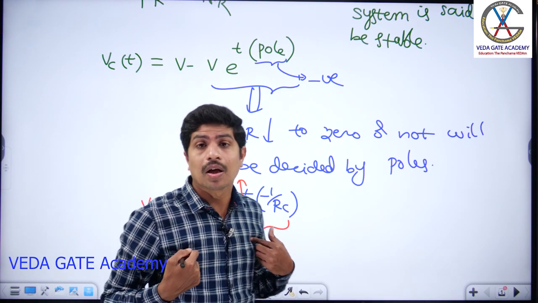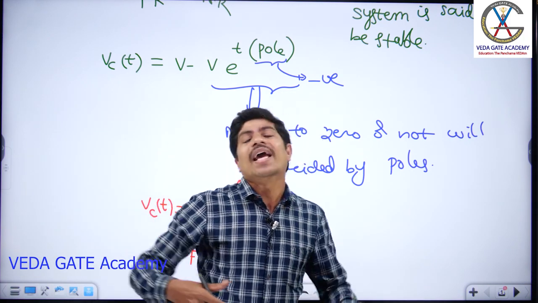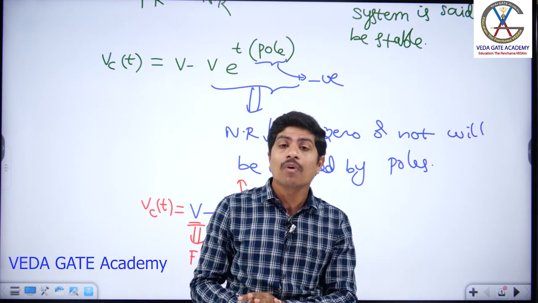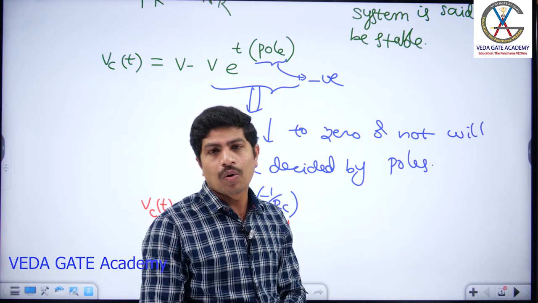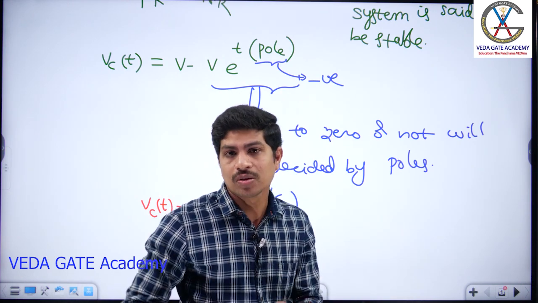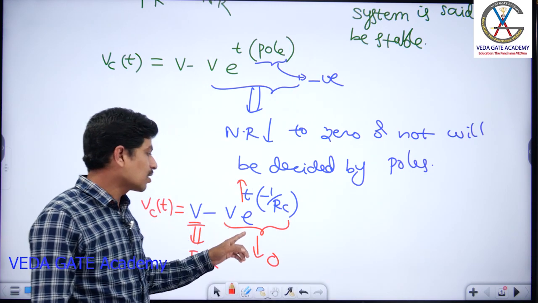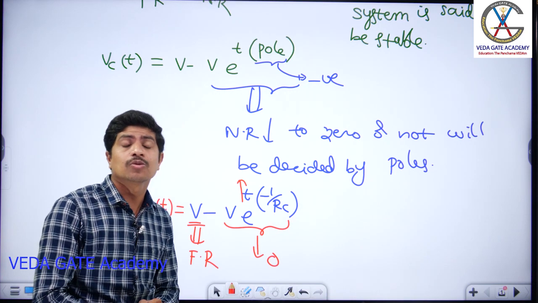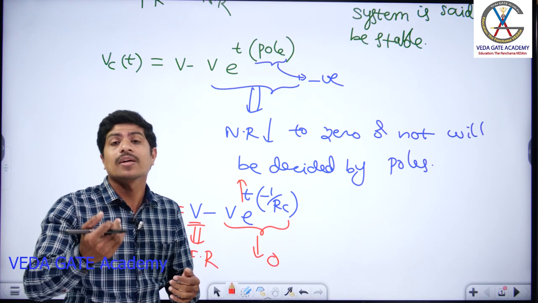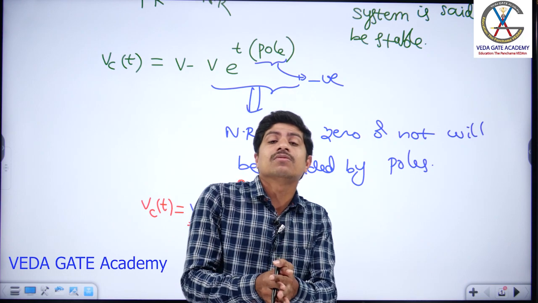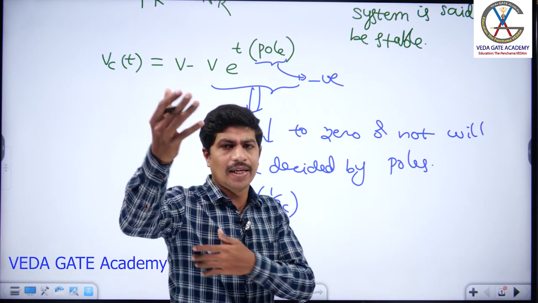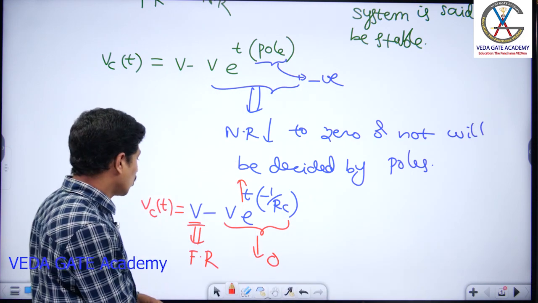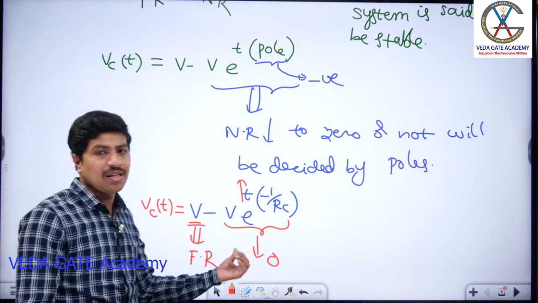That is our requirement. Not only me, any system practically wants the output to follow the input. Means we want only the forced response to remain. We do not want the natural response to dominate the forced response, please. We always want the natural response to die to 0, except in some applications. Some applications will run only on natural response. What are those applications which always want natural response? We'll see it later, at the closing of this stability topic. So Vc of t is equal to only the forced response as t tends to infinity.